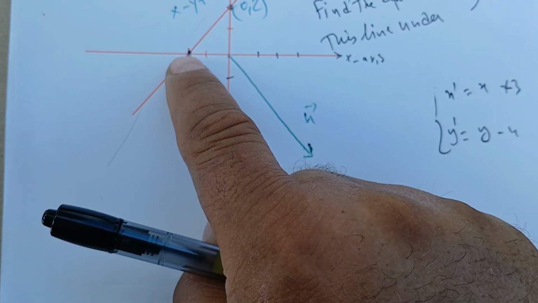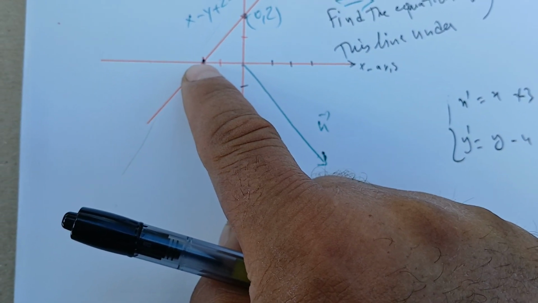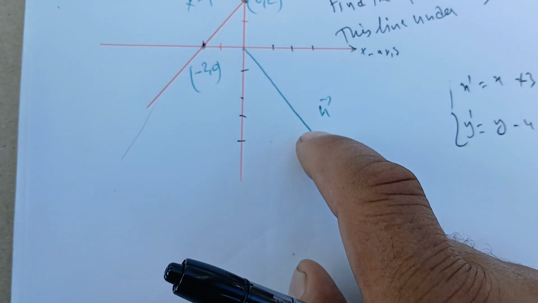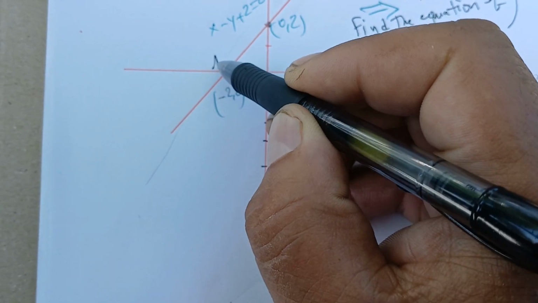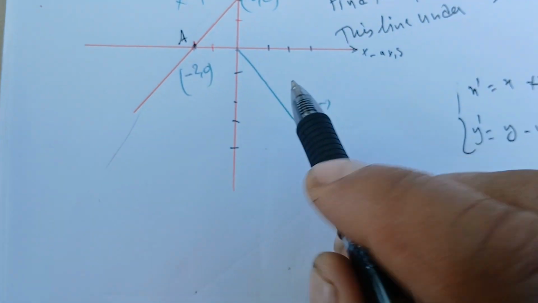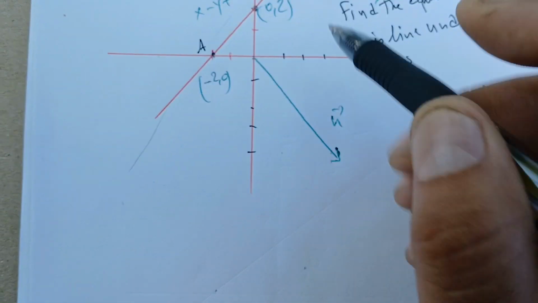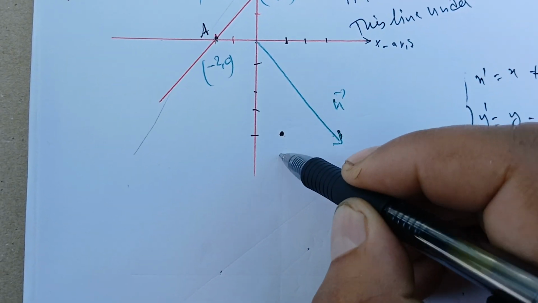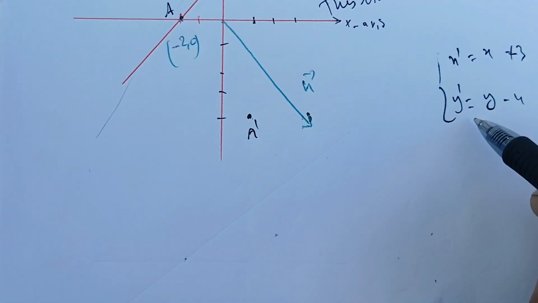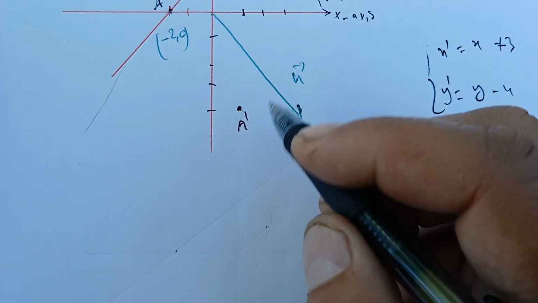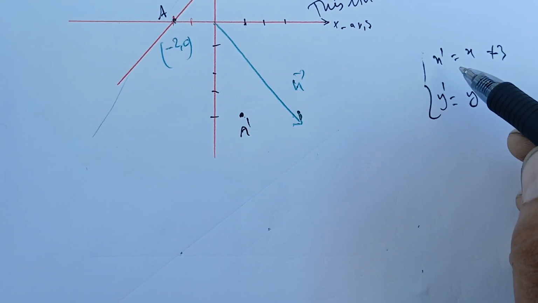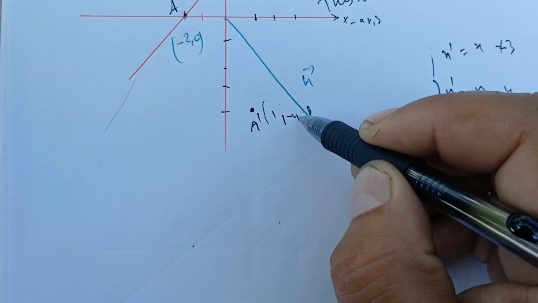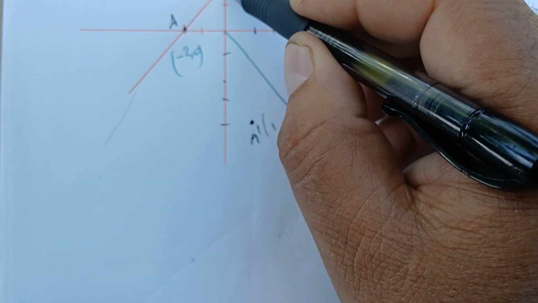So any point is going to be moved 3 units on the x-axis and minus 4 units on the y-axis. For this point, let's call it A, it has coordinates minus 2, 0. So it's going to be moved 3 units on the x-axis and 4 units down on the y-axis. So it's going to be here. Its coordinates, we can check them from here or here, are going to be 1, minus 4.